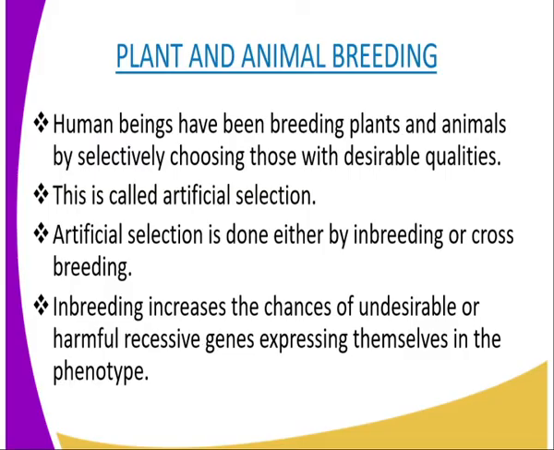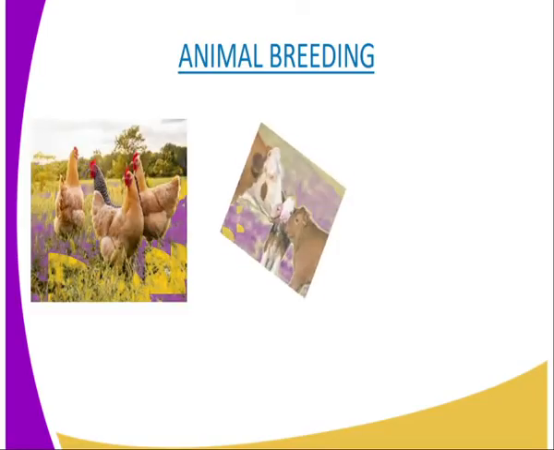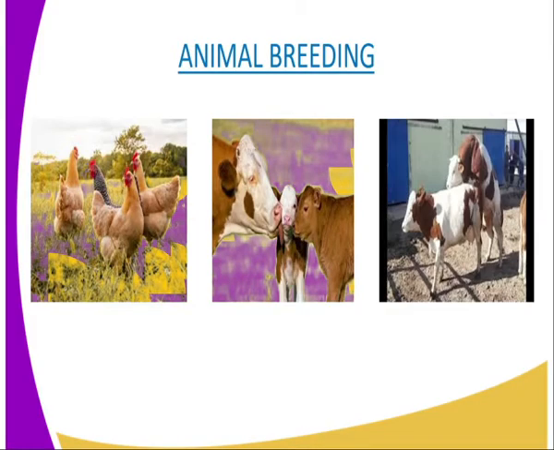Over time, human beings have been breeding plants and animals by selectively choosing those with desirable qualities. This process is referred to as artificial selection. Artificial selection is done either by inbreeding or crossbreeding. Inbreeding is useful for retaining desirable qualities between closely related individuals. However, inbreeding increases the chances of undesirable or harmful recessive genes expressing themselves in the phenotype.